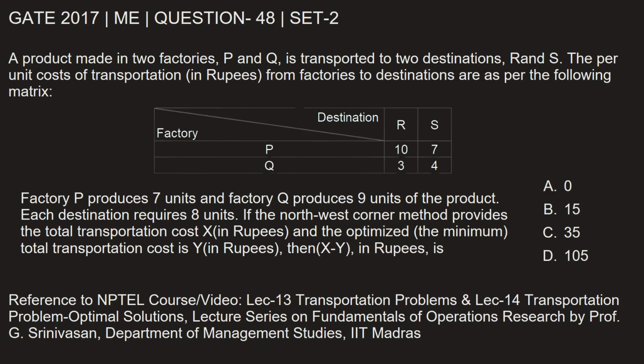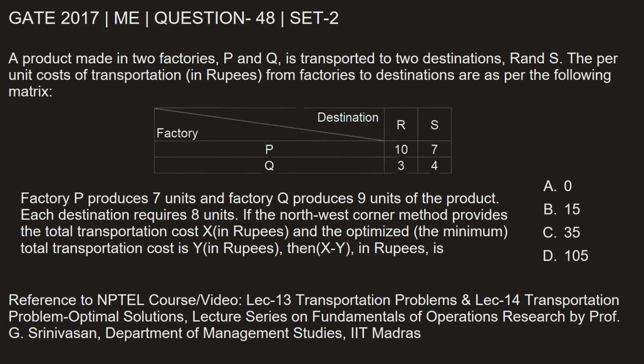Factory P produces 7 units and factory Q produces 9 units of the product. Each destination requires 8 units. If the northwest corner method provides the total transportation cost X in rupees, the optimized minimum total transportation cost is Y in rupees, then X minus Y in rupees is dash.